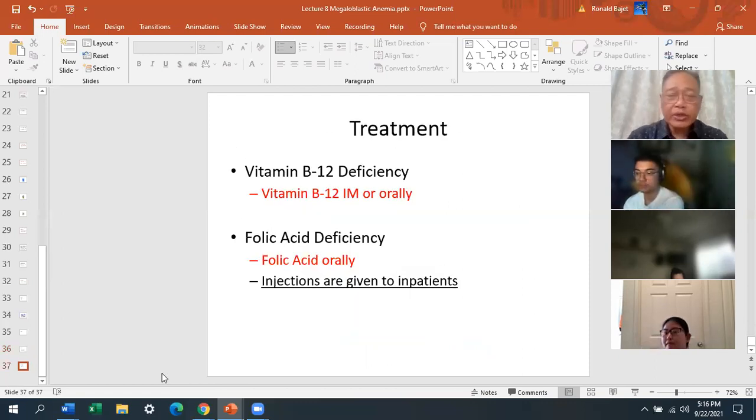So how do you treat it? Usually for vitamin B12 deficiency, you can take the pills or you can get a shot. Vitamin B12 intramuscular, IM is intramuscular. For folic acid deficiency, folic acid orally, eat your vegetables, or you can get injections as an inpatient. All right, and that is megaloblastic anemia.